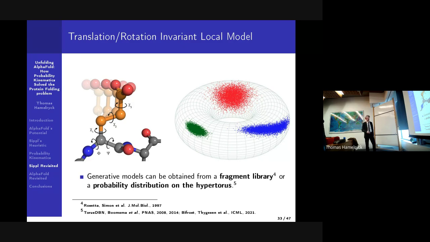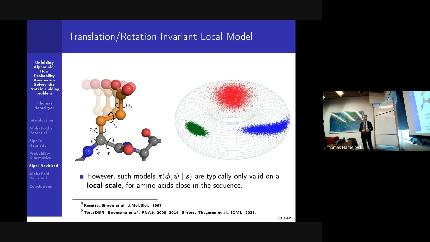So you can formulate generative models on the hypertorus, for example, coming from fragment libraries. So you just extract fragments from existing proteins and you reuse them. That was used in the famous Rosetta method. Or you can also just formulate probability distributions on the hypertorus, as we did, for example, in these publications over here.